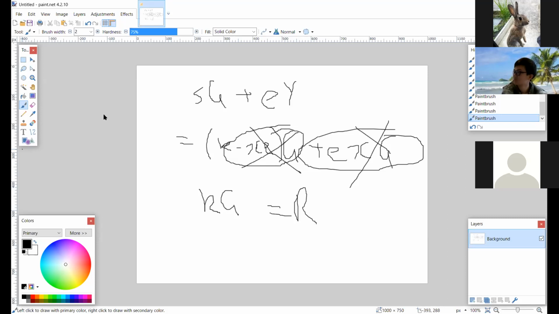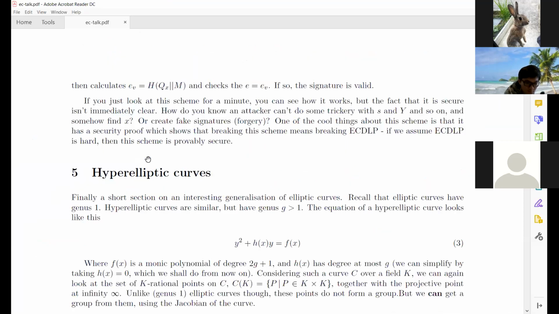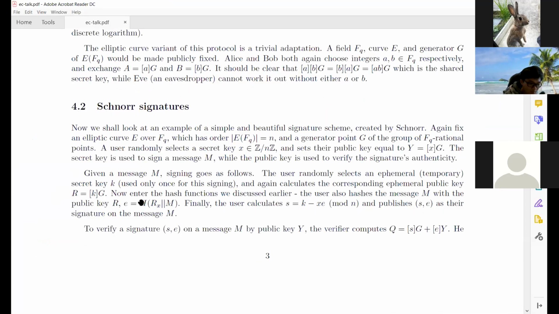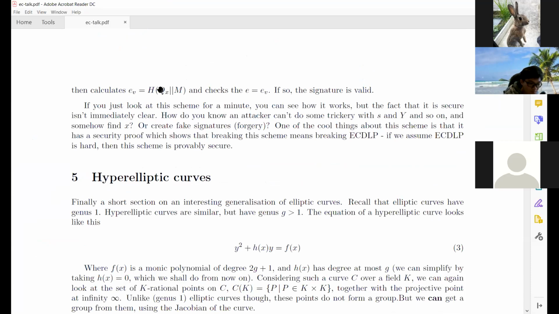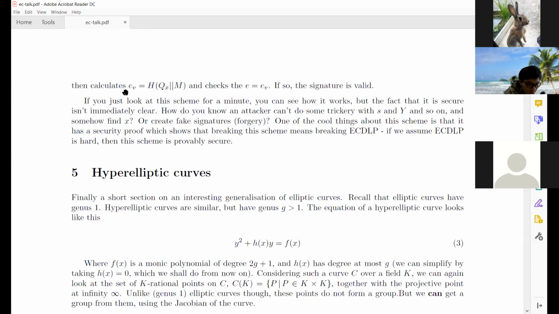Let me just switch back to the PDF. Yeah, so that should equal this R, this K times G. So Q should equal R if the signature is valid. And then when we compute the hash again, which is QX concatenated with M, then this should be just RX concatenated with M. So this E should match this EV. And that's why this all checks out. And obviously if something was not right, then Q would not be equal to R and the hash would not add up and it would just not work.